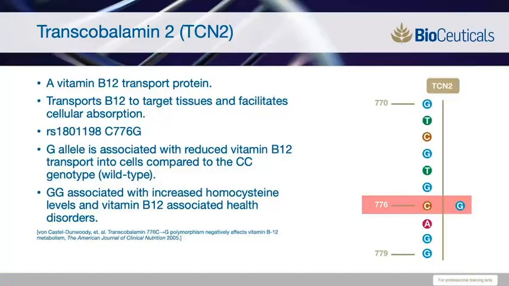The last one to talk about, transcobalamin 2. So this is a vitamin B12 transport protein. It helps get B12 to target tissues and then across that cell membrane. There is a particular SNP, the C776G. The G allele is associated with reduced B12 levels compared to that CC or the wild type. So the GG is associated with increased homocysteine as well, and vitamin B12 associated disorders. So if you're concerned about B12, you want to be thinking about FUT2. Are they likely to have lower levels? And are they getting it into the cells efficiently?